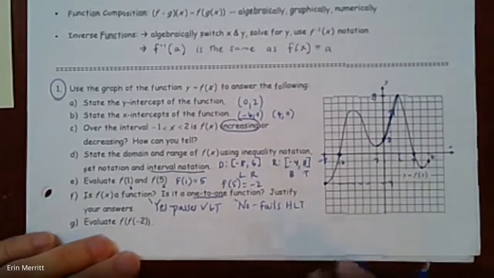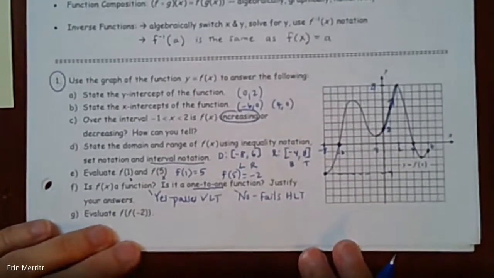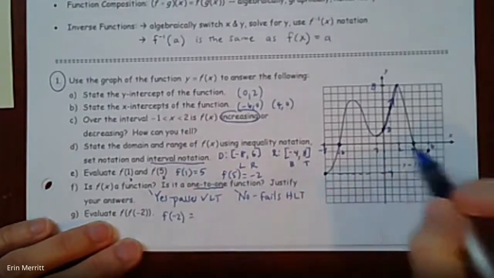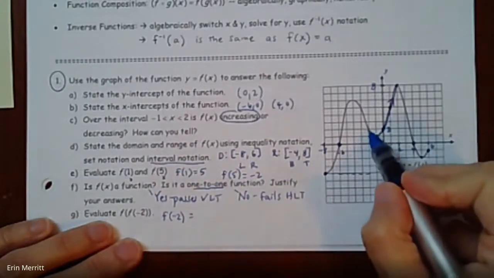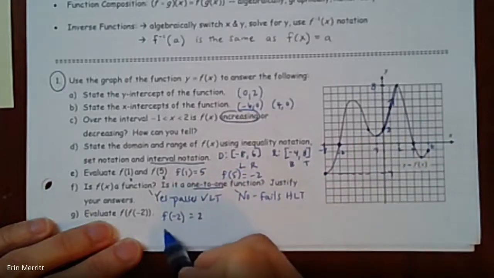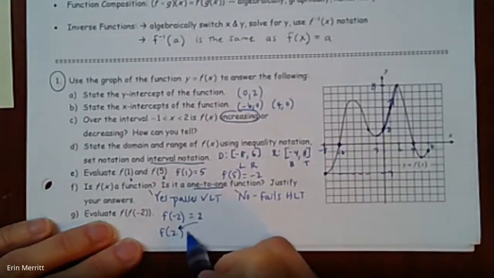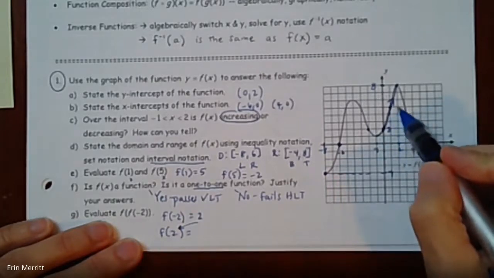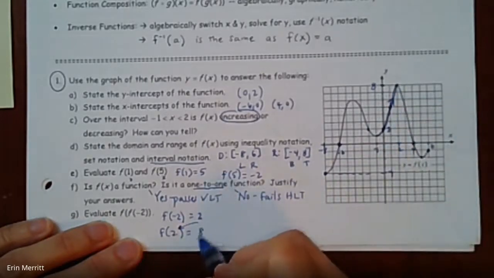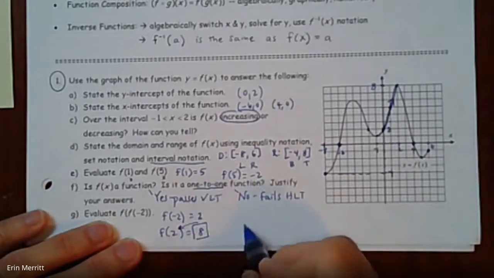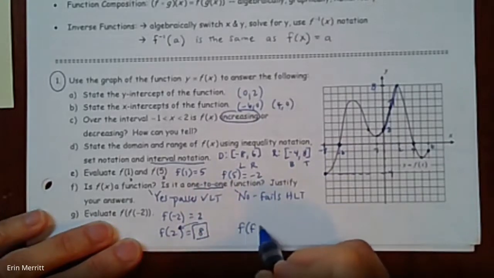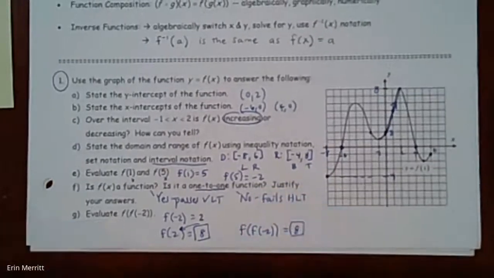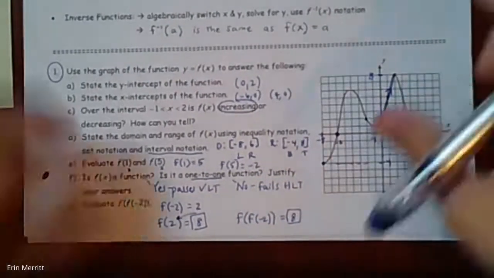All right. The last part, evaluate f of -2. So you have to start with f of -2. So at -2, it kicks out a +2. And then we take that and plug it in. So now go over to f of +2, and it kicks out 1, 2, 3, 4, 5, 6, 7, 8. So the final answer for that, f of -2 is equal to 8. All right, hope that helps with the first one.